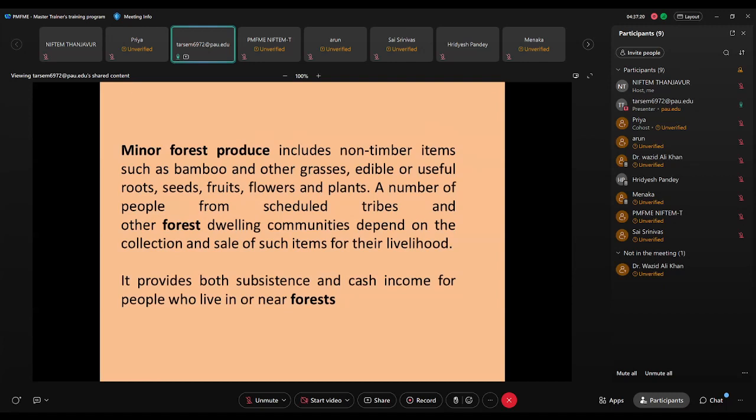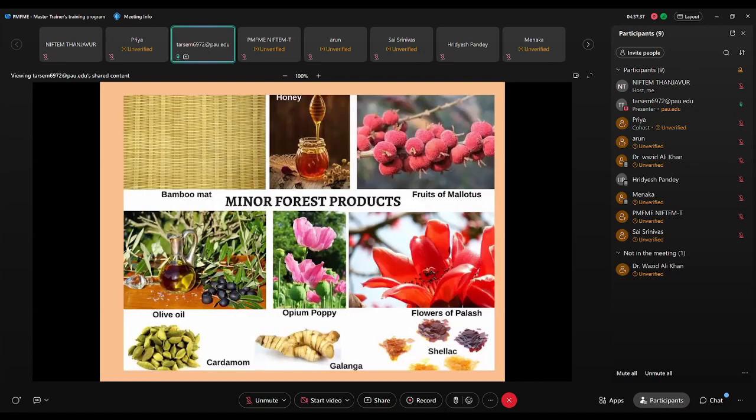A number of people from the tribes or other forest development communities mainly depend upon the collection and sale of such items for their livelihood. So it provides both subsistence and cash income for the people who live in or near the forests. These are just some of the minor forest crops, just showing you.